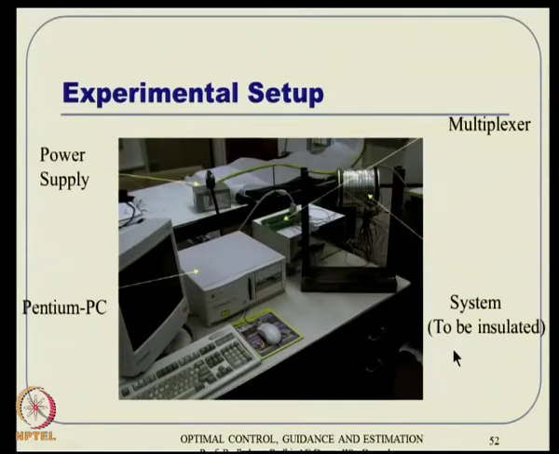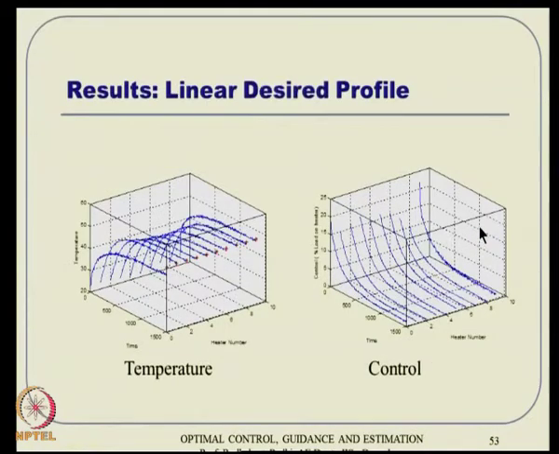Alright, so in summary, this is the experimental setup. There was some data communication, and ultimately there was a multiplexer through which this was connected to the PC. There is a power supply which is connected. This is a very standard thing. This is the system where the experiments keep going. Again, that was a Pentium PC through which the commands were given and the sensor values were read. This is the final result.